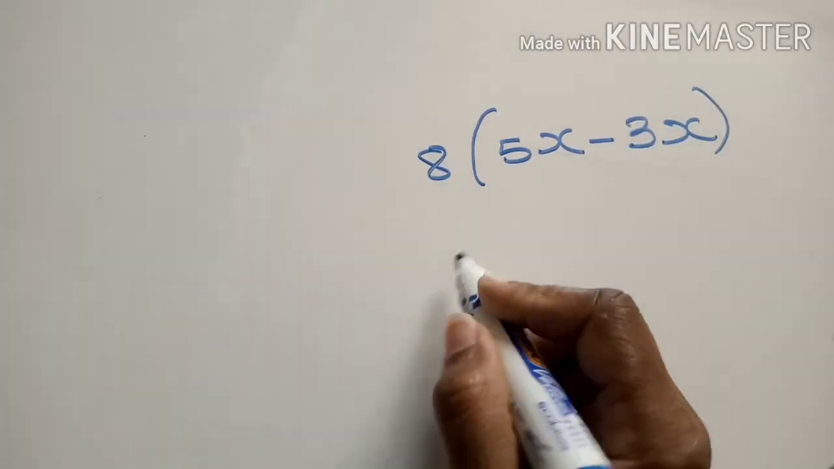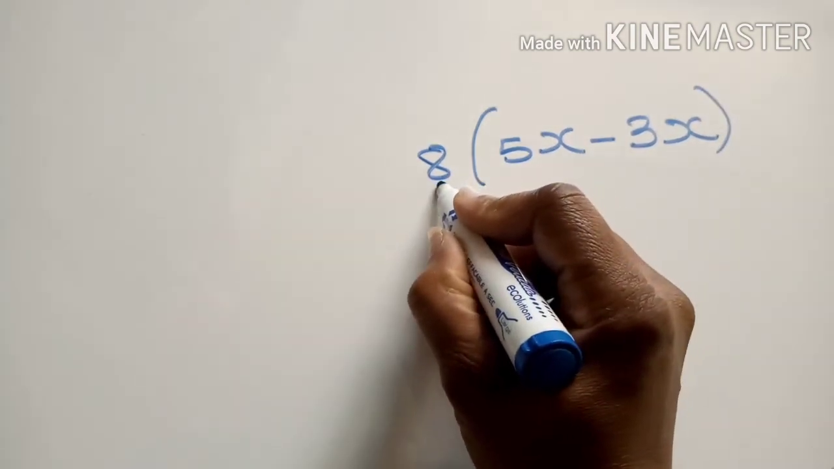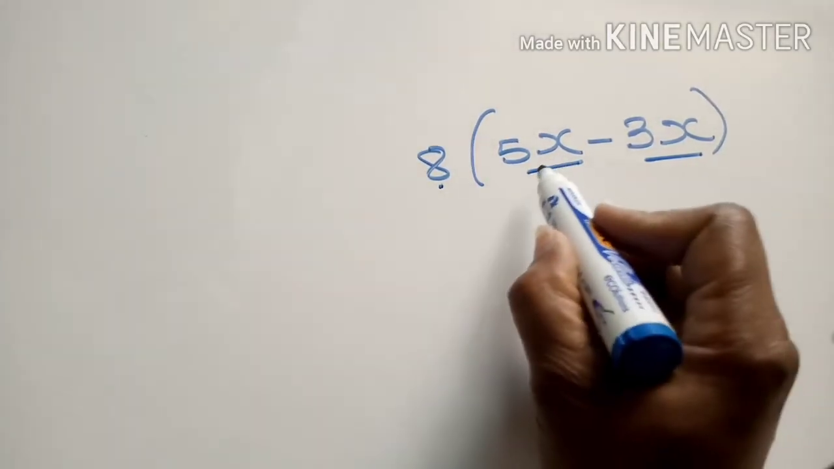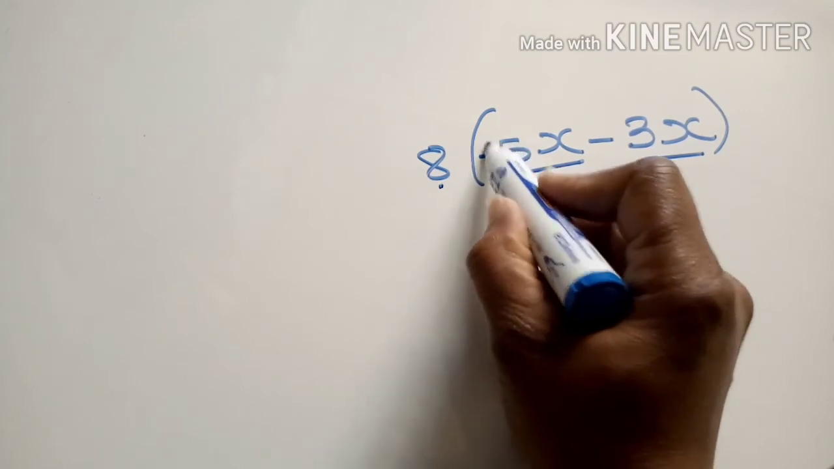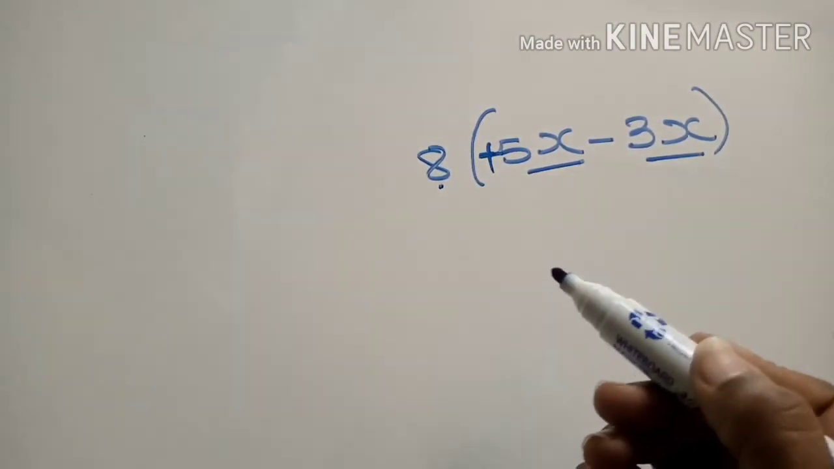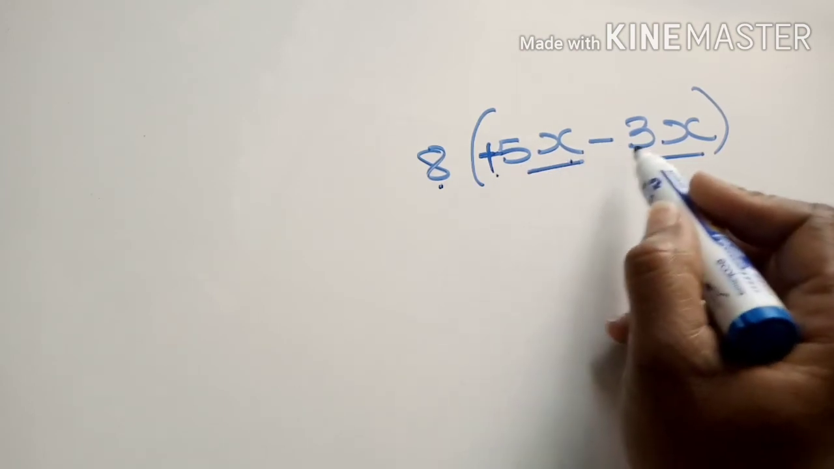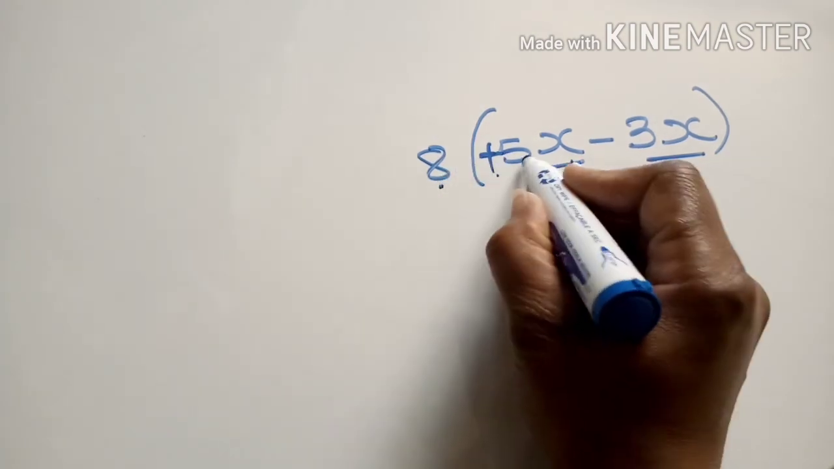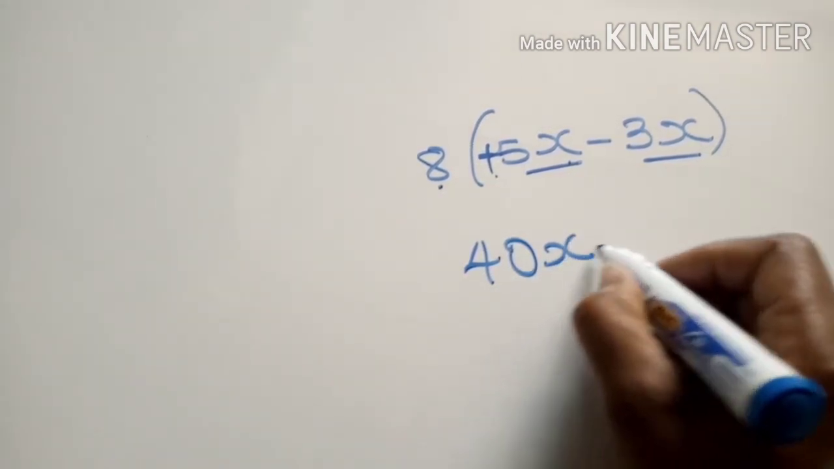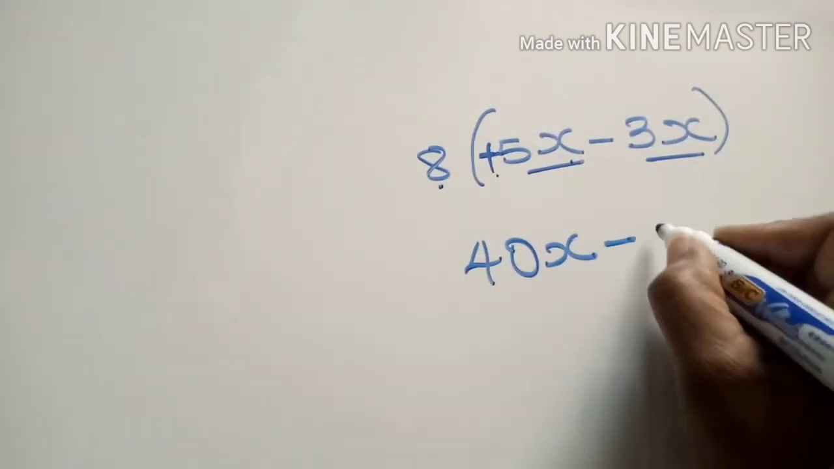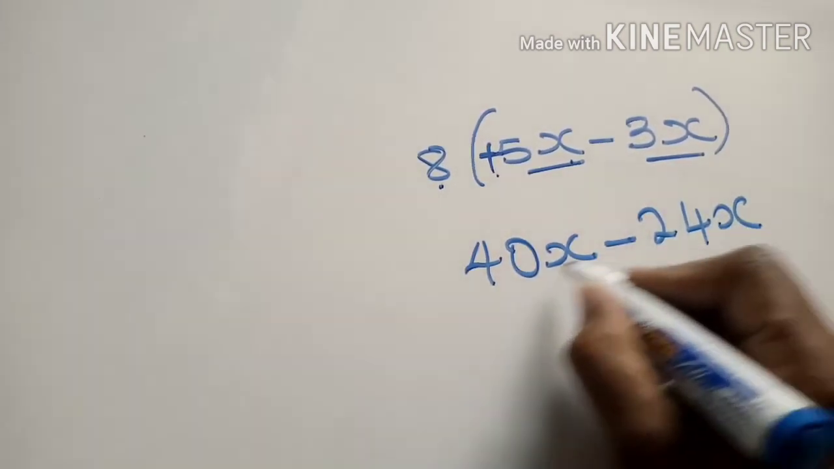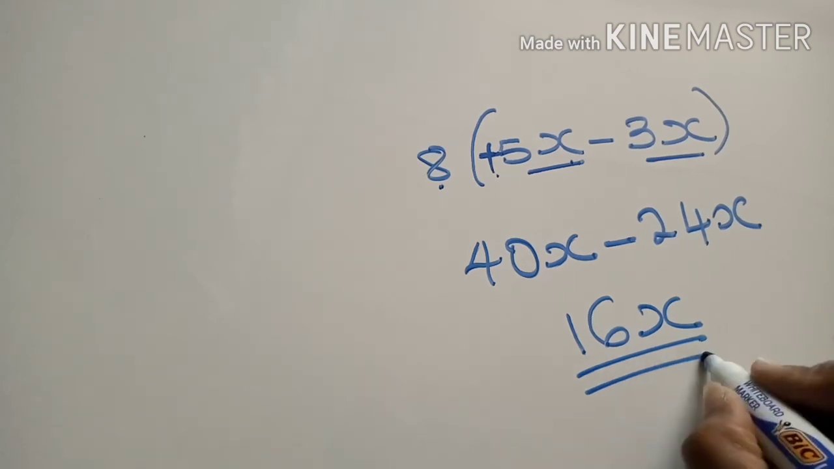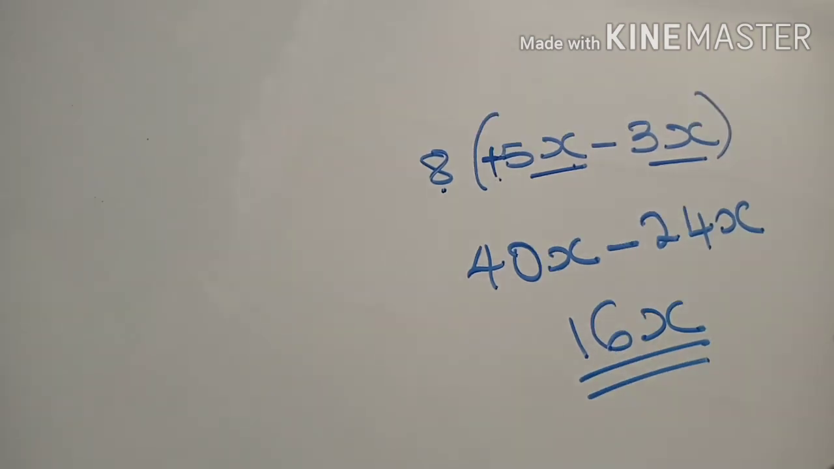So what you should always remember is that the number outside the bracket must multiply every term, okay? And then every term goes with its sign. So here you assume there is a plus sign unless otherwise. So this is plus 5x and this term is minus 3x. So if you work it out, you will say 8 times 5, that's 40x. Take away 8 times 3, 24x. That is 16x. And that is how we simplify algebraic expressions.